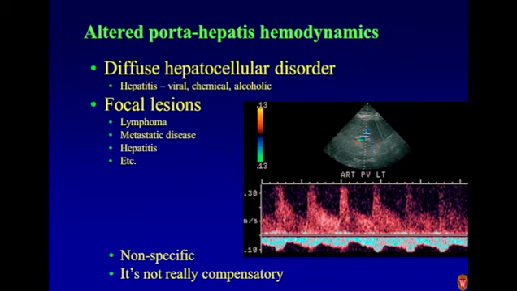Now, early literature back in the 80s started talking about this being particularly good at diagnosing hepatocellular carcinoma. Unfortunately, that's not true. This effect occurs with all sorts of liver disease, be it hepatitis from any cause, or tumor in the liver, be it lymphoma or metastatic disease. Anything can do this. It's really not very specific.